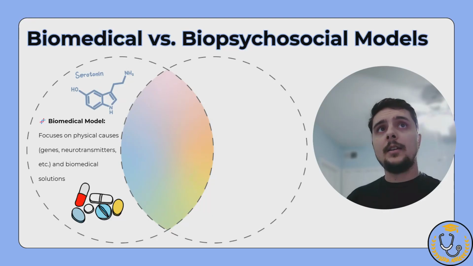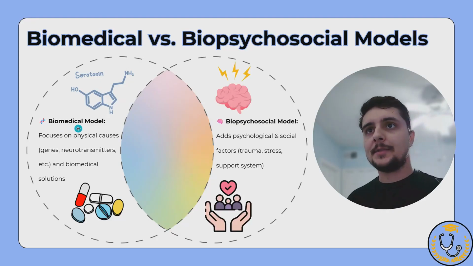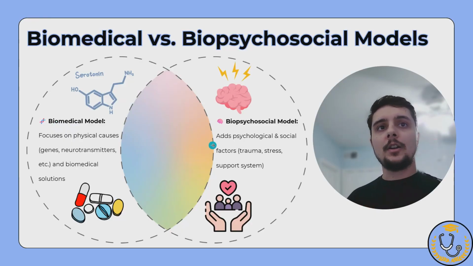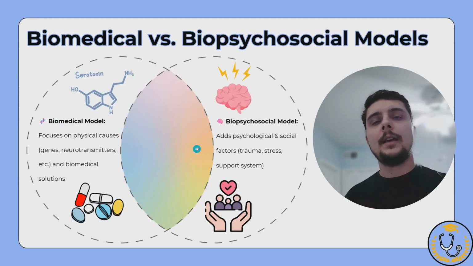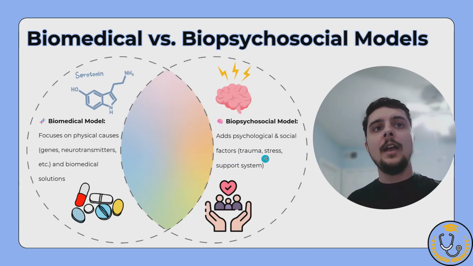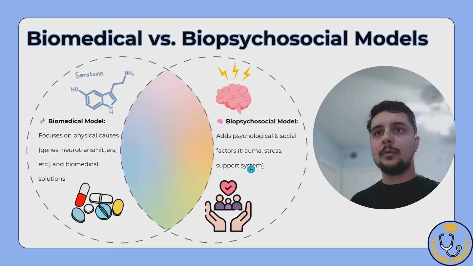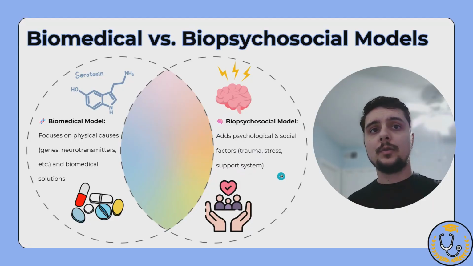Now, on the other hand, the biopsychosocial model focuses on the biomedical aspect, but we add on psychological and social factors, like someone that might not have very good coping mechanisms. They may have experienced past traumas in their life, and also stress, but also what does their support system look like, because society and the social supports that we have play a big role in the biopsychosocial model and the development of psychological disorders.